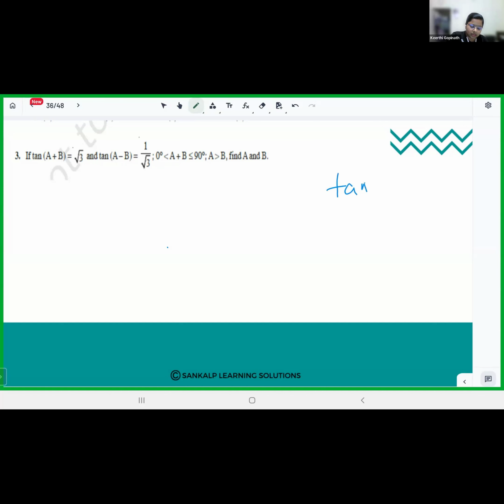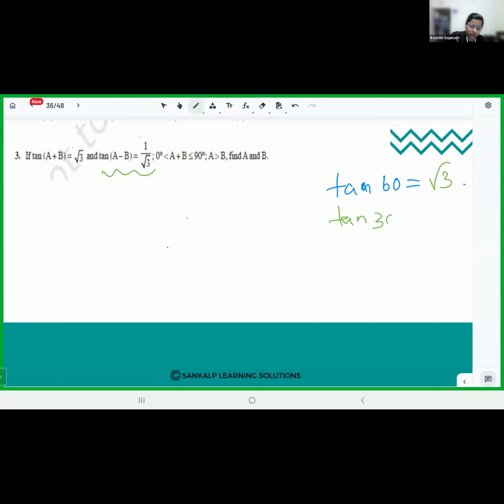Tan 60 degree is equal to root 3, right? Now, tan of A minus B, they have given it as 1 by root 3. So you just think which angle value will give you the tan value as 1 by root 3? That is tan 30, right?